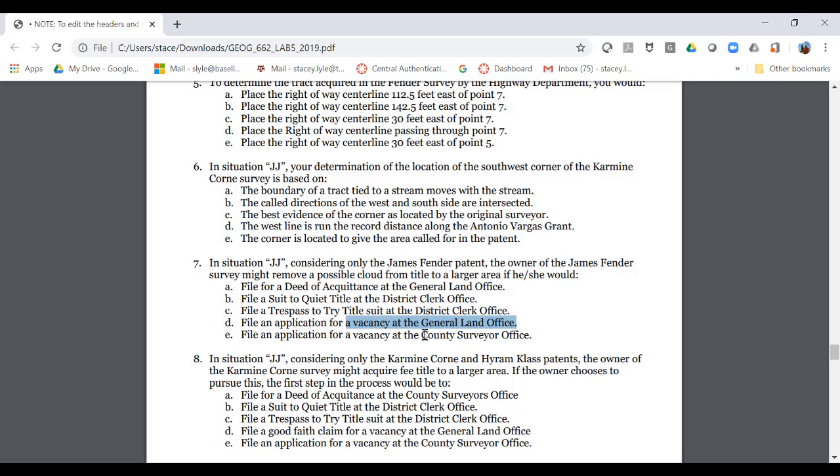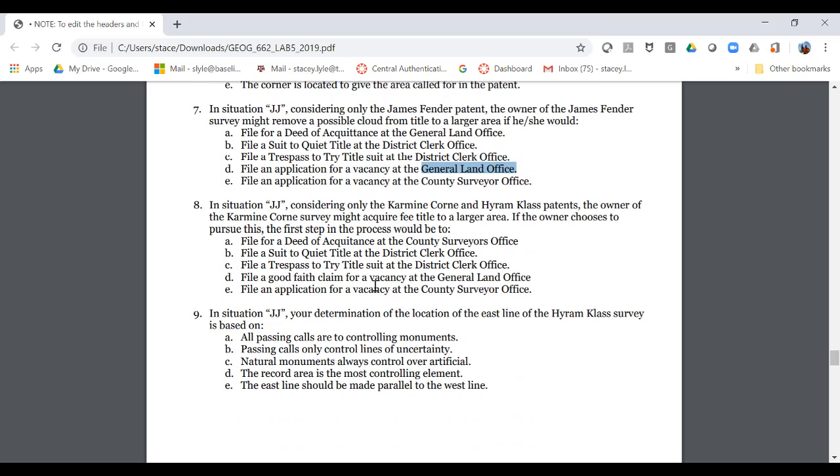Corn could go after that vacancy and file for it, and they would want to go to the county surveyor office before they go to the general land office, by the way. So in the corn survey, if the chooser chooses to pursue, the first step would be, okay, so for them, they also could have excess acreage. We'll have to look at that. But again, they would need to file a good faith claim, but their good faith claim would need to go to the county surveyor first, then the general office next. So I'm going to go with E here, but I could go with D again. I'll use my two tries, but I'm going to say E over D.